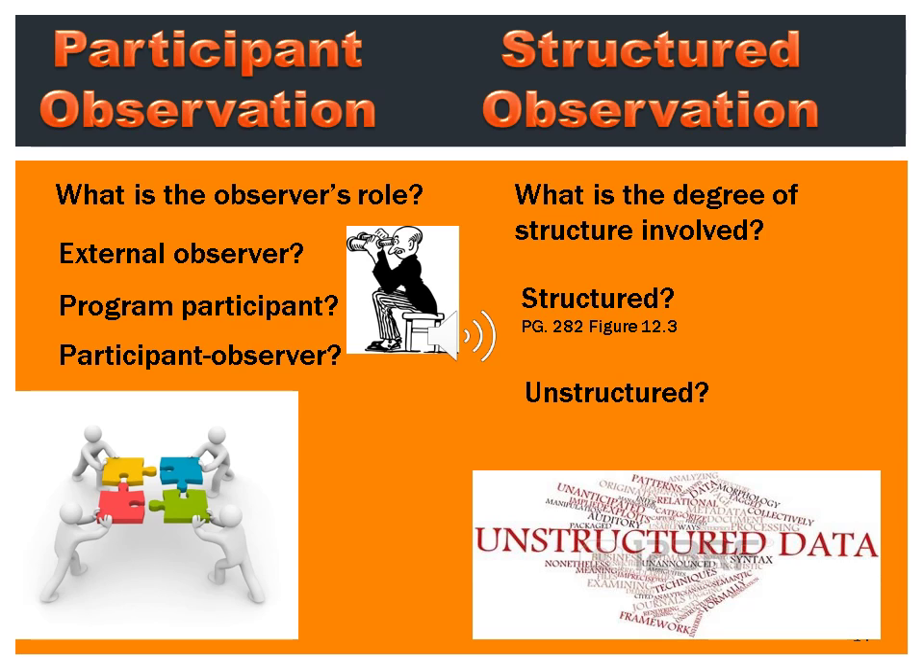Another way to differentiate types of observation is by the degree of structure involved. Is it structured or unstructured? There is an example on page 282 in figure 12.3 of this structured observation. The structured observation protocols may be used to document specific program aspects. For example, specific types of activities may need to be counted to show the proportions of certain specified procedures or behaviors.